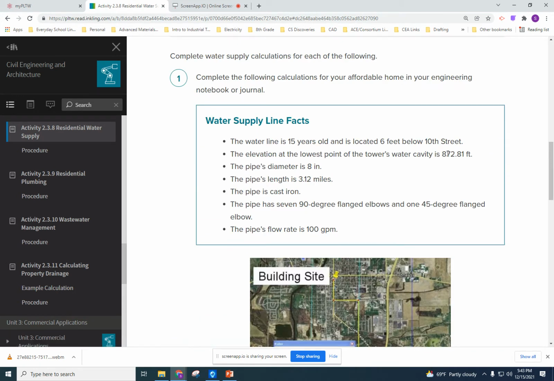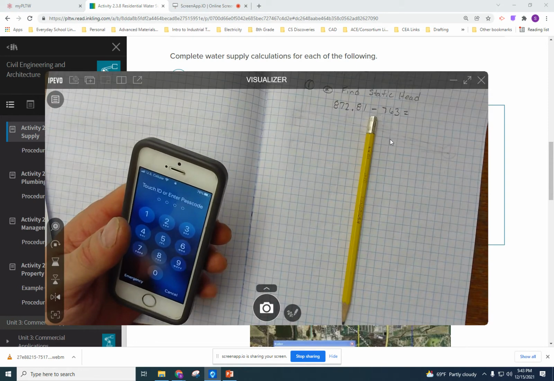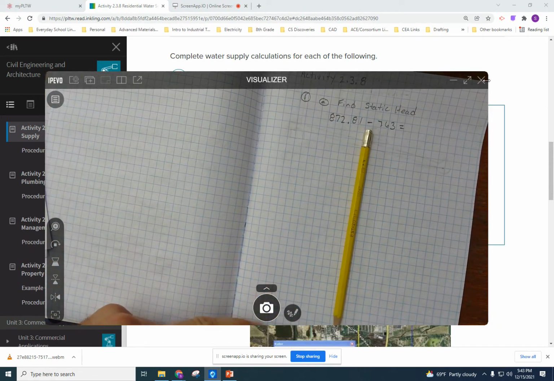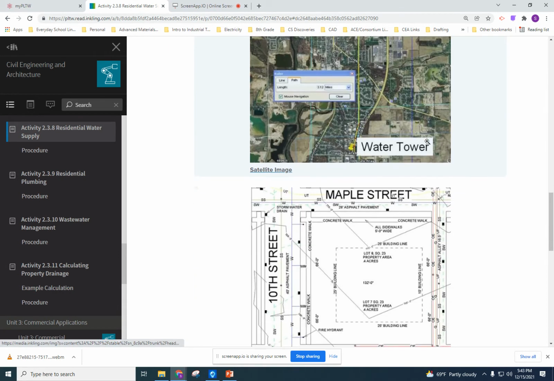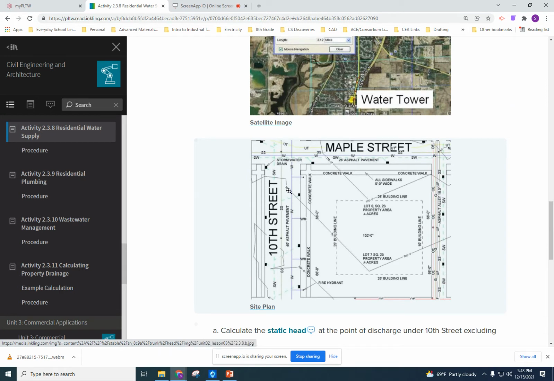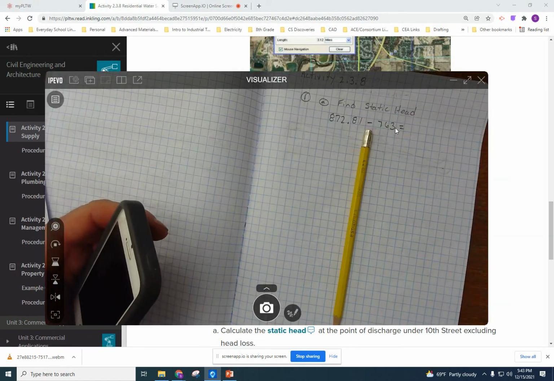So 872.81, and we're going to subtract from it the 6 feet below 10th Street. We figured 10th Street was 769, minus another 6 feet. So that's 763 feet. If we subtract these two, that's the height of our water tower. Remember, 10th Street right here is at 769 feet. Go another 6 feet down, you're at 763 feet. Over here, I've written that out.